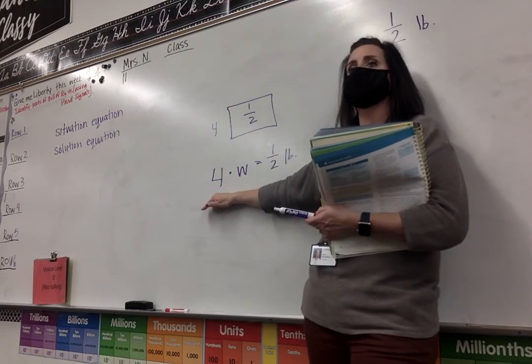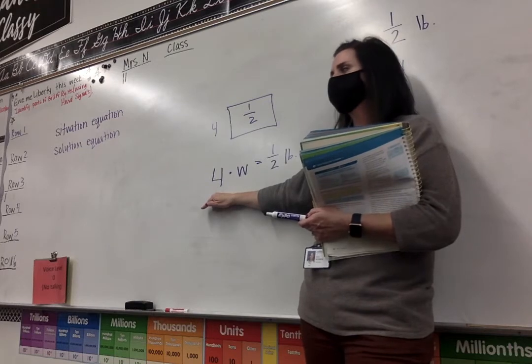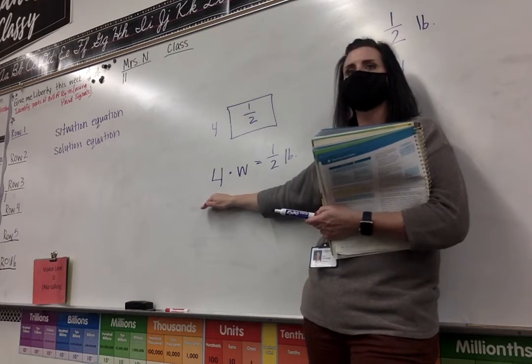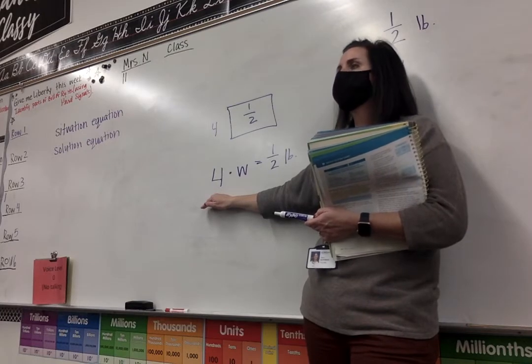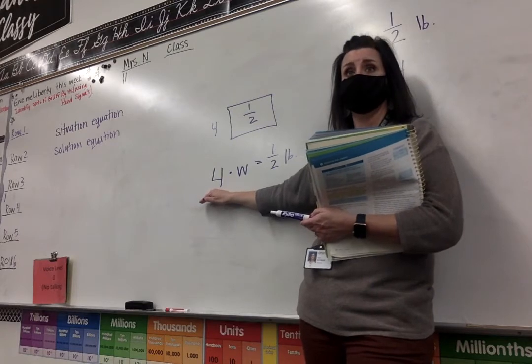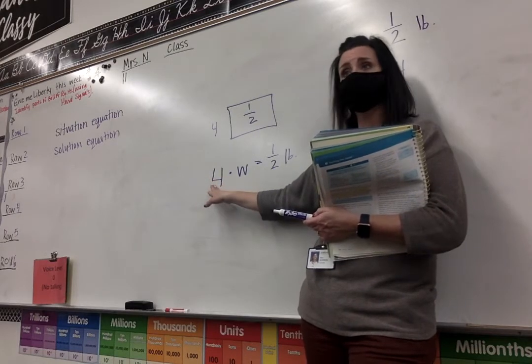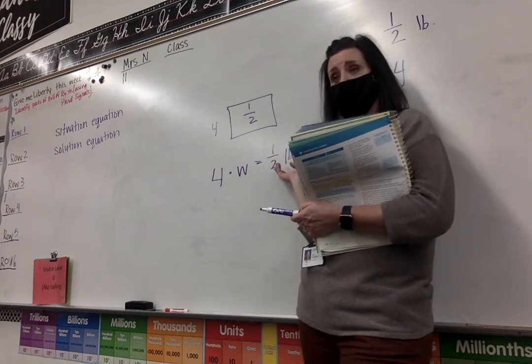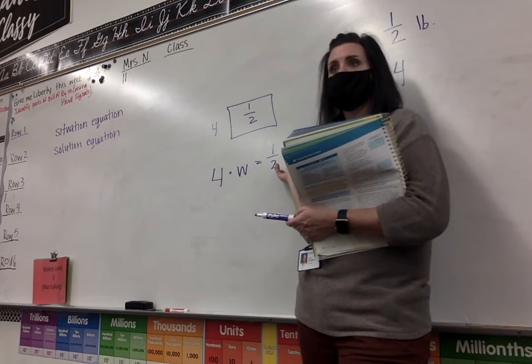I need everybody's eyes right here. Put the lid on your marker for a moment. Thank you. So this is our situation equation. 4 pieces times whatever they weigh is going to give me a half a pound block of cream cheese.